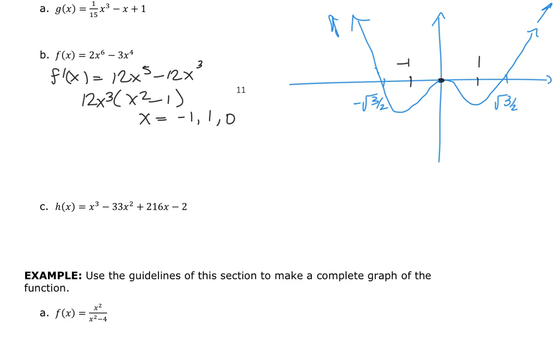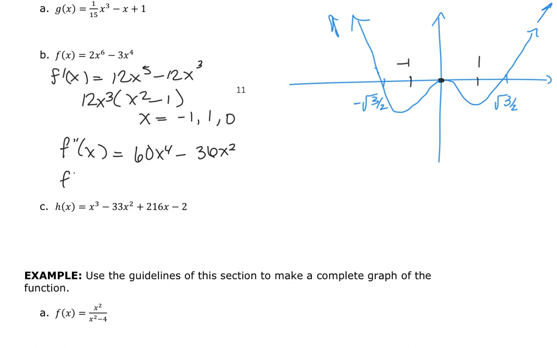Well, we kind of knew that. Okay, so now I'm going to do my second derivative, f double prime of x. My second derivative is going to be 60x to the 4th minus 36x squared. So if I put in 0, because I'm going to do the second derivative test, it's not going to tell me anything.